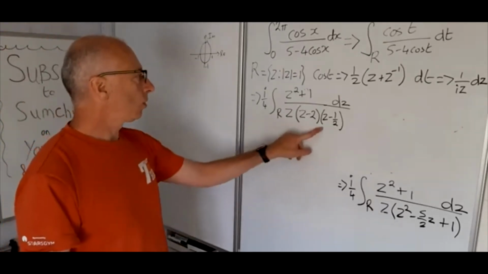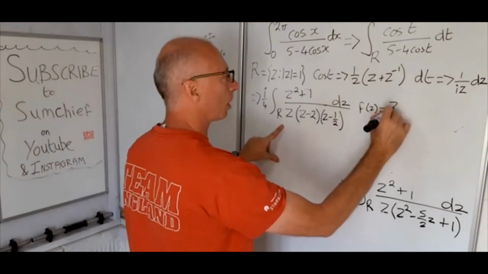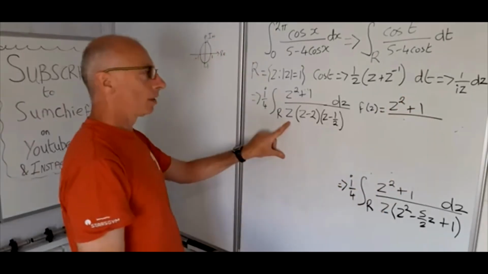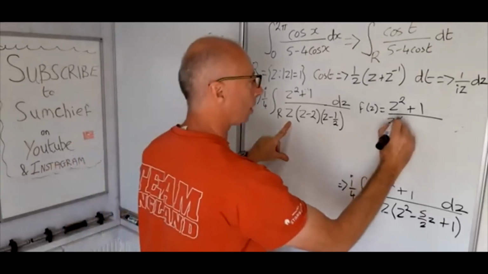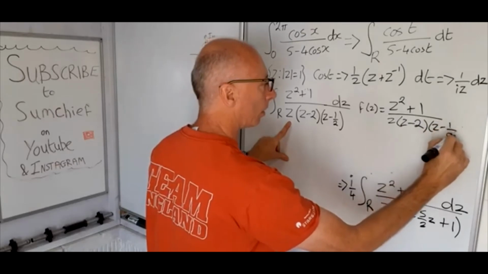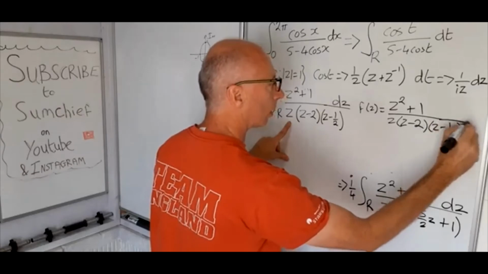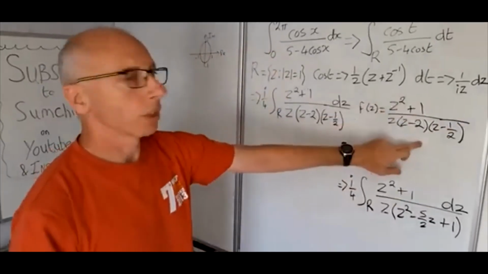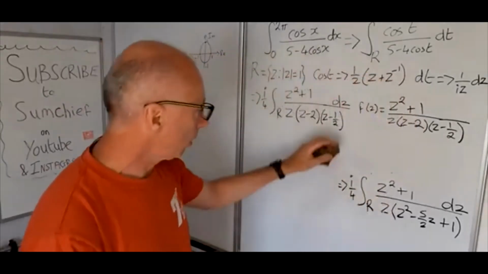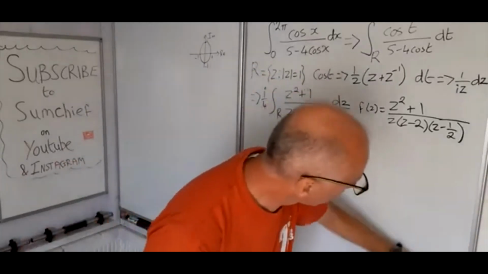So if we take the residues of this function, so if we let f of z equal z squared plus 1 divided by z, (z minus 2), (z minus a half), and then if we take the residues of this function, then that's going to give us our answer to this integral. So I'm now going to take this off because we've got this one written up here, factored.